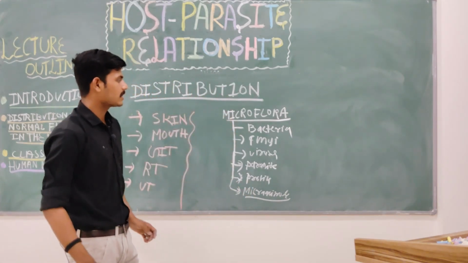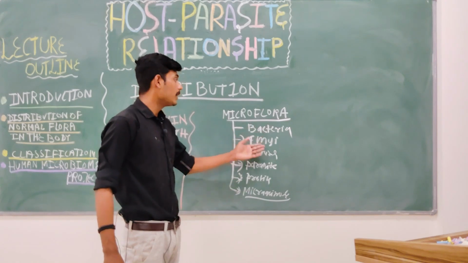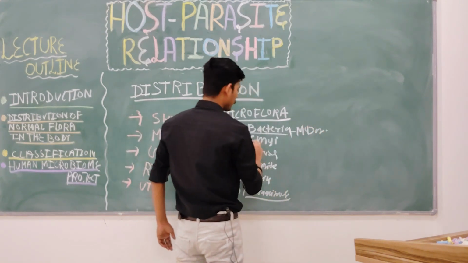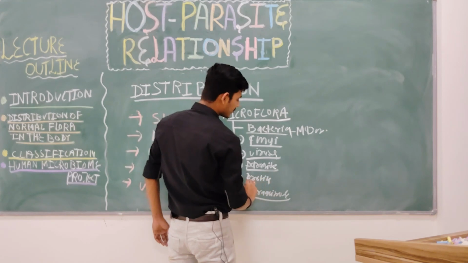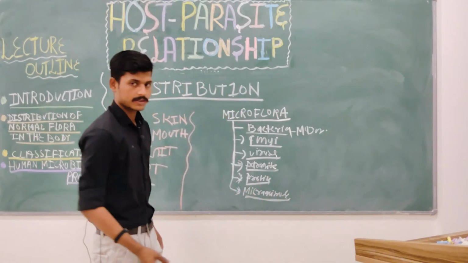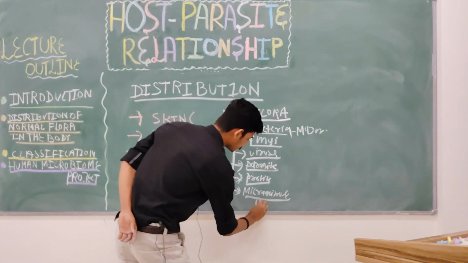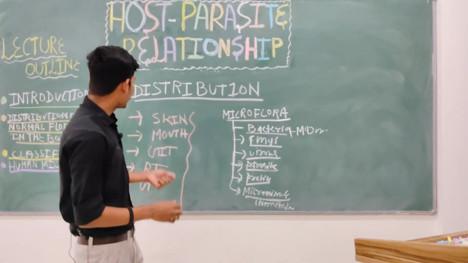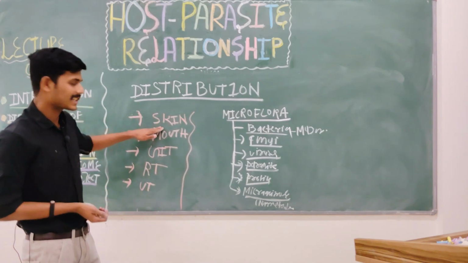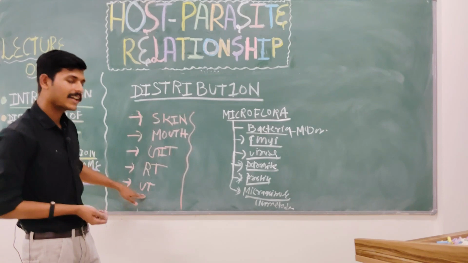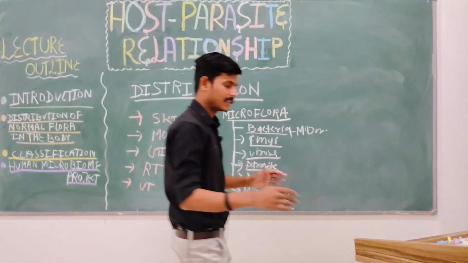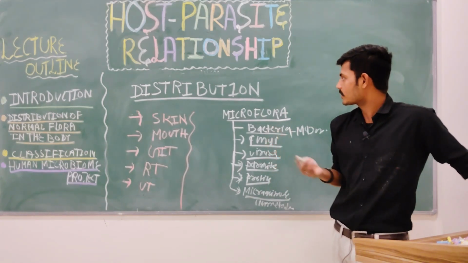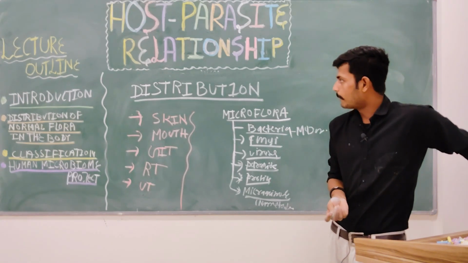So these are the microfloric organisms. First is bacteria, which is the major one. Then we have fungi, viruses, parasites, protists, and some micro animals like nematodes. These are distributed in the skin, mouth, GIT, reproductive tract, and urinary tract. And organs like the spleen and kidney are sterile; they usually won't have microflora.